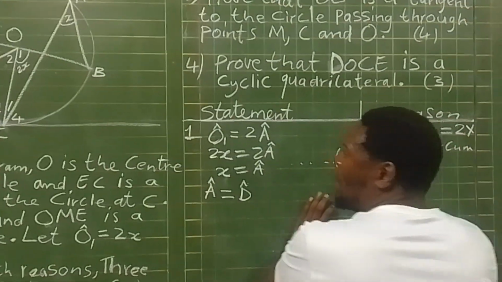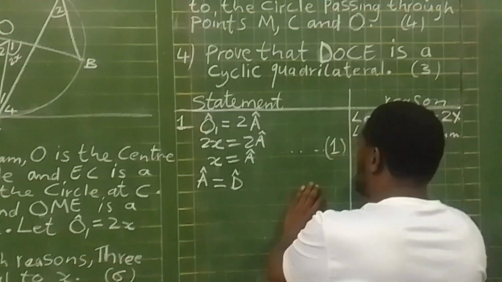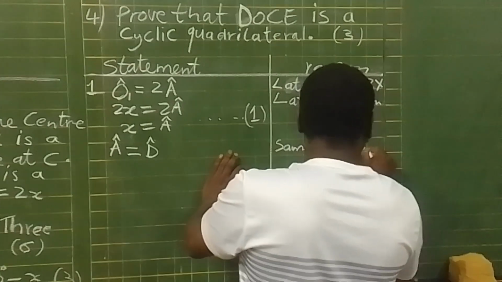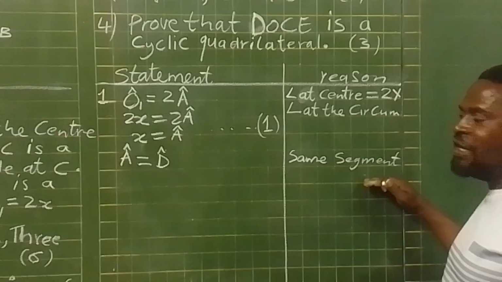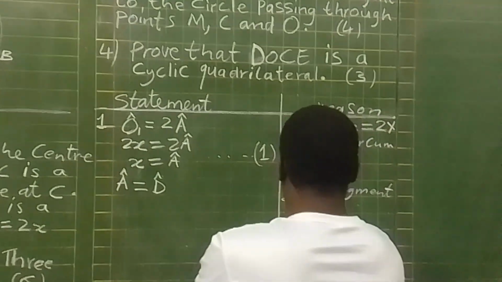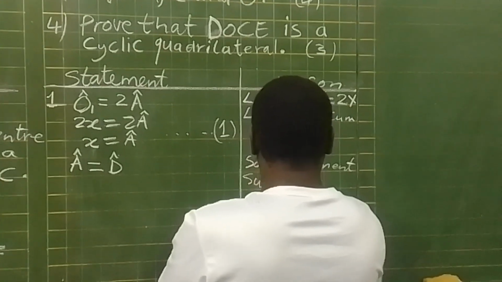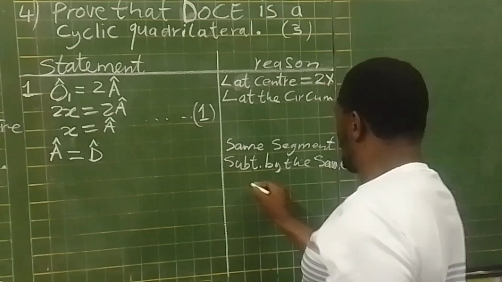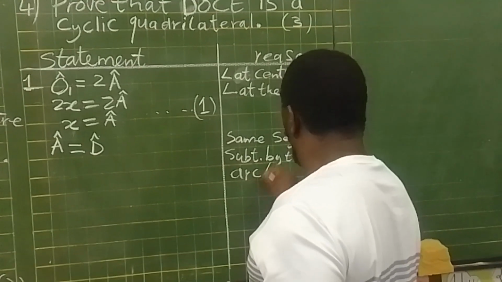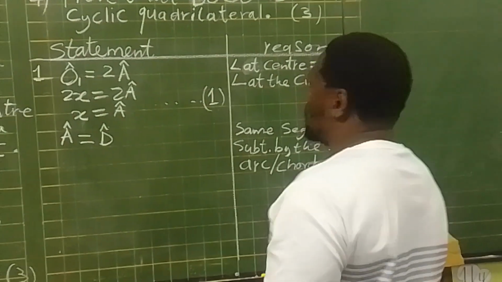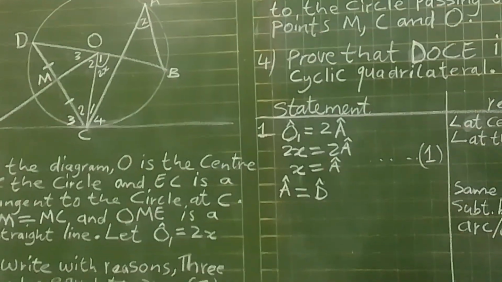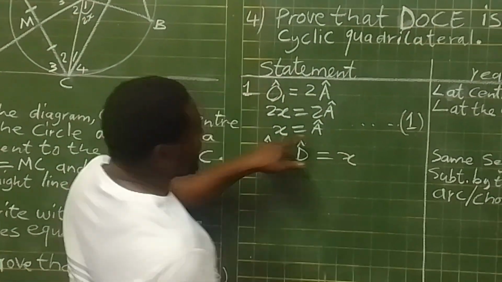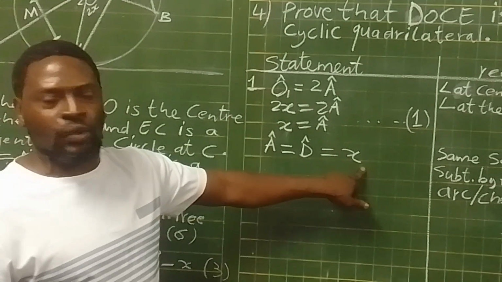Reason? Same segment. If you don't want to say same segment, you can say subtended by the same arc or chord. Which chord is that? BC. Now we have the second angle, which is equal to x. A is equal to x, that means A is equal to D is equal to x, the second angle.